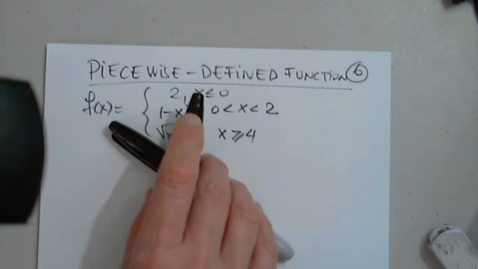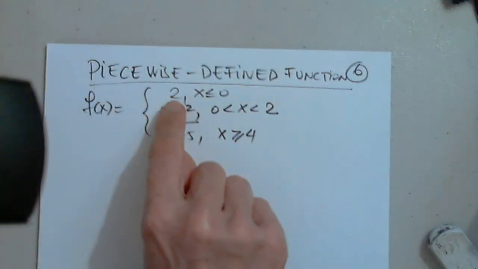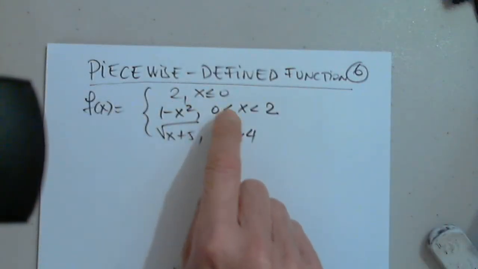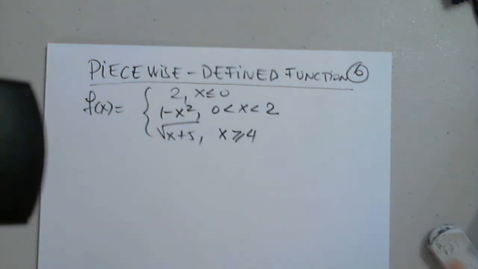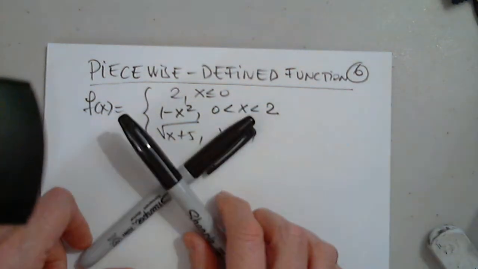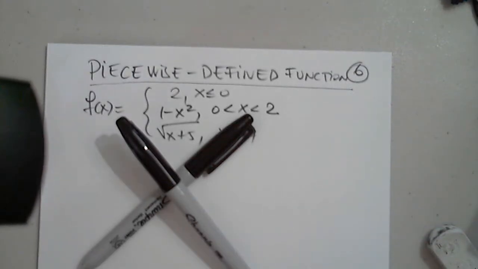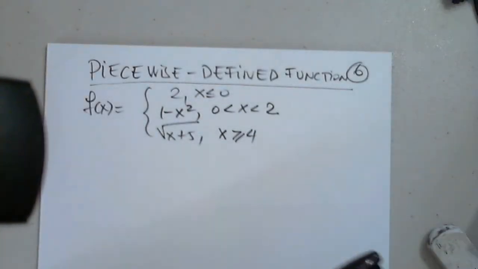You can start from scratch. Why? Because this is to the left of 0. This is only between 0 and 2. And this is to the right of 4. They could never, ever overlap. They are defined on different values of x. They will never overlap. Okay.